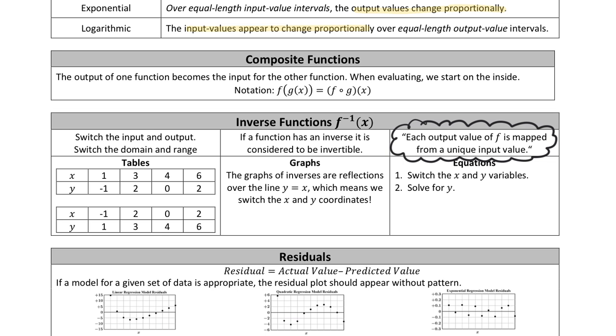So each output value of f is mapped from a unique input value. That is why a function would be invertible. Or if it's not invertible, you'd say each output value of f is not mapped from a unique input value, and then you'd give examples.